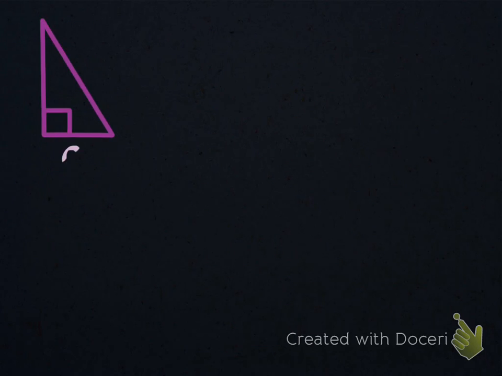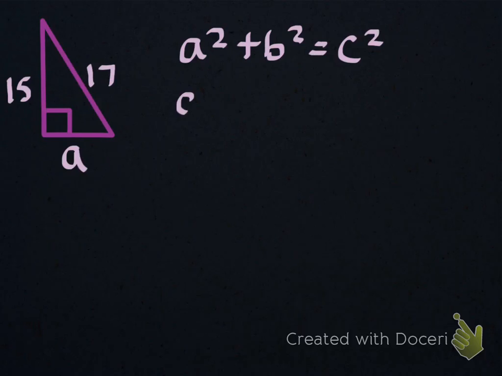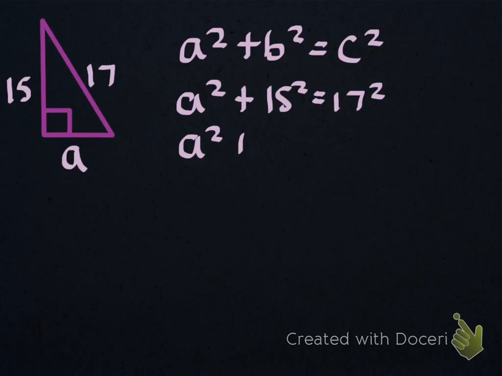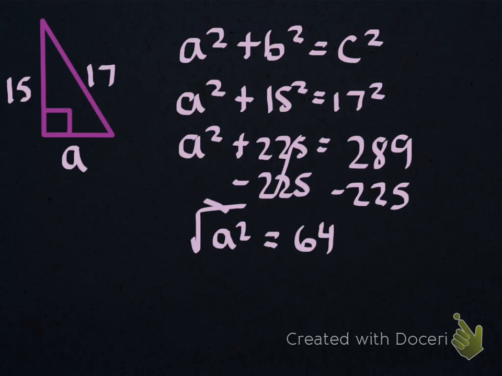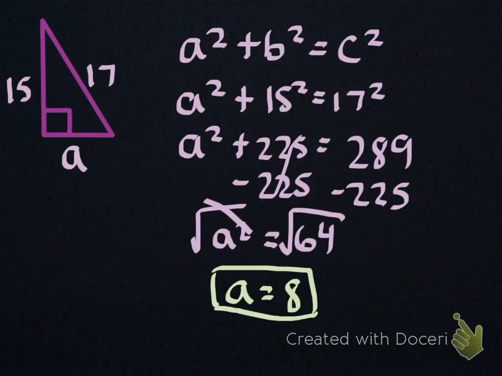Okay, let's try another one with the numbers A, 15, and 17. So you plug the numbers into the formula and you get a squared plus 15 squared equals 17 squared. You solve out and you get a squared plus 225 equals 289. You subtract 225 from each side and you get a squared equals 64. To get rid of the square, you do square root, and the square root of 64 is 8, so we get a equals 8, and you can always plug it back into the formula.